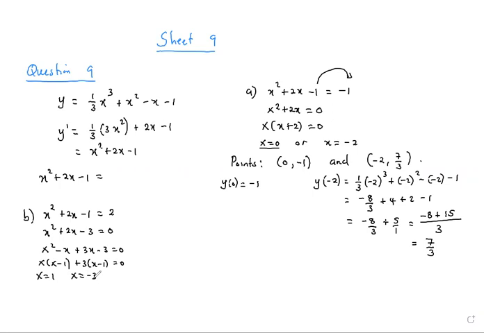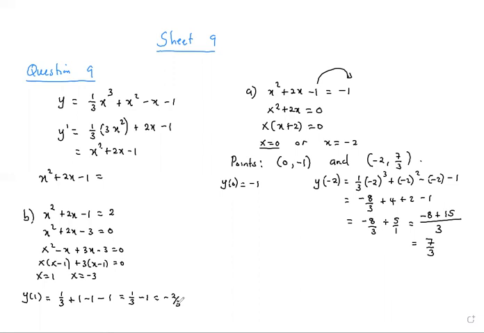Take 1 in the original equation. What is y of 1? That is 1 over 3 plus 1 minus 1 minus 1. So we're dealing with 1 over 3 minus 1, which is negative 2 over 3.